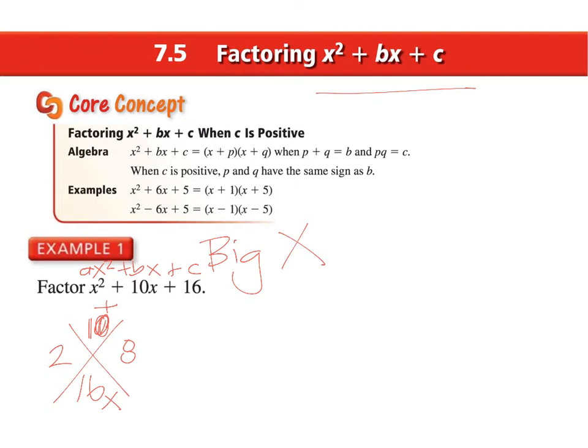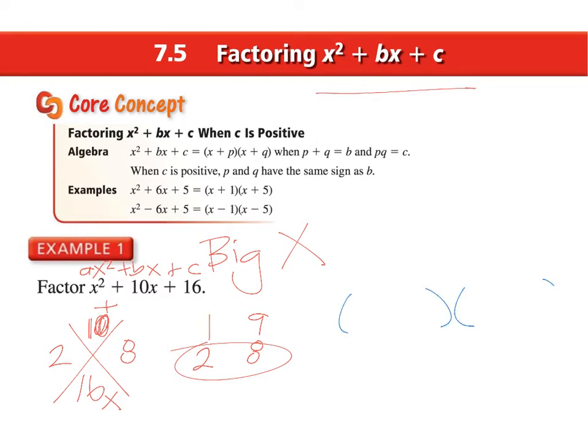Now if you couldn't see that immediately in your head, you could go through this process. Start off with 1 and ask yourself, what do you do to 1 to get 10? You add 9. 1 times 9 is not 16 though. So you go up to 2 then. 2 plus what is 10? That's 8. 2 times 8 is 16. Boom, there you have it. You got your two numbers. Once you have those two numbers, you're pretty much done.